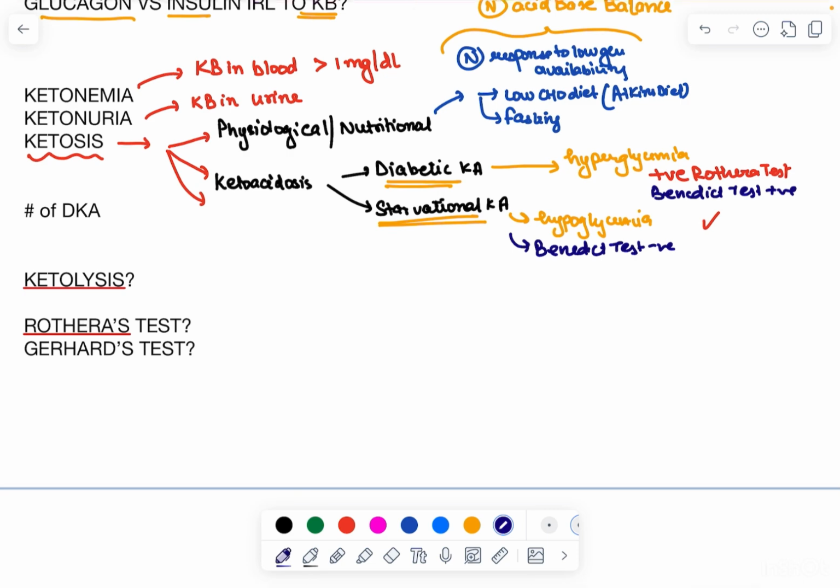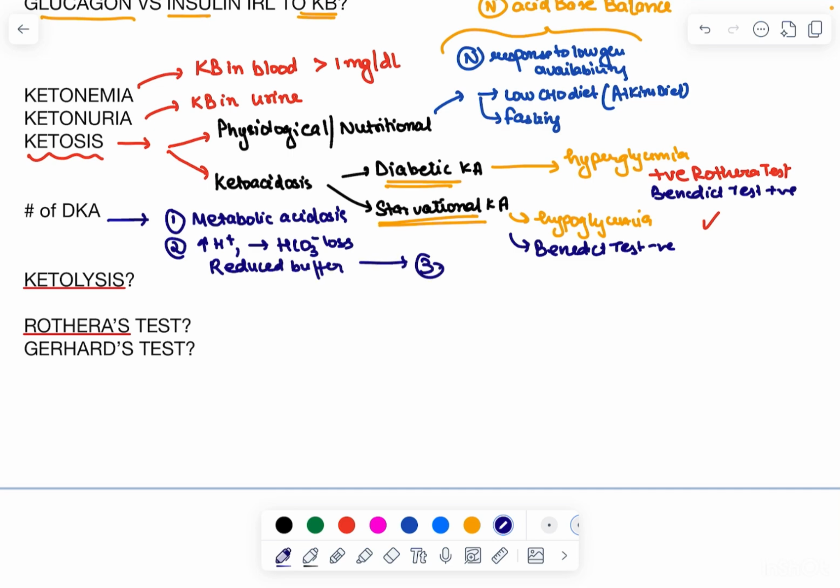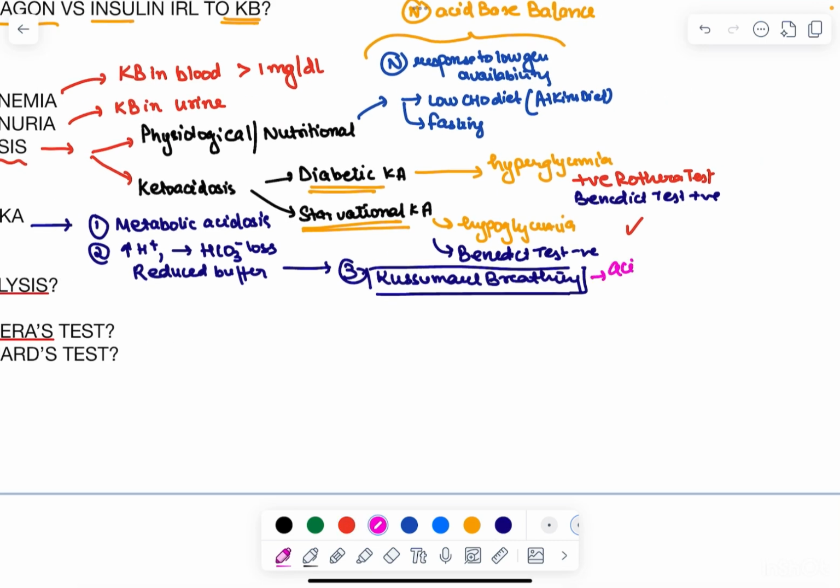So these are the two conditions where you will see ketoacidosis: diabetic ketoacidosis or starvation ketoacidosis. Now, the features of diabetic ketoacidosis: first and foremost is metabolic acidosis. There is an increase in H positive, and to stabilize it we lose HCO3, so we have reduced buffer. Then the third point is Kussmaul breathing, very important. This is acidotic breathing due to compensatory hyperventilation, and the characteristic feature is deep and rapid breathing.